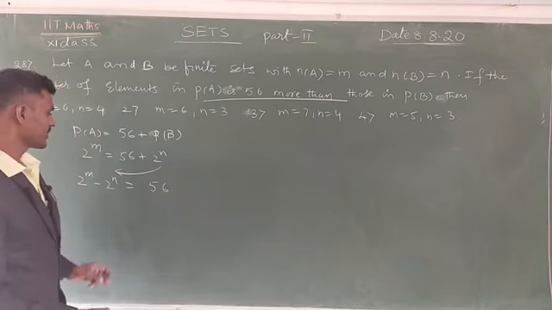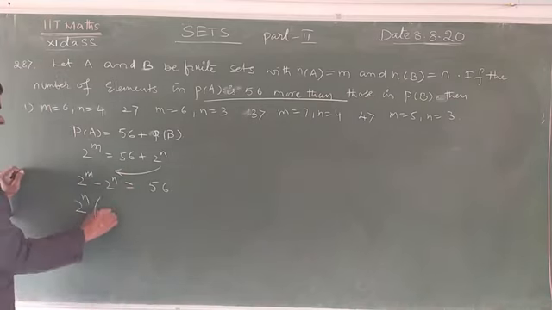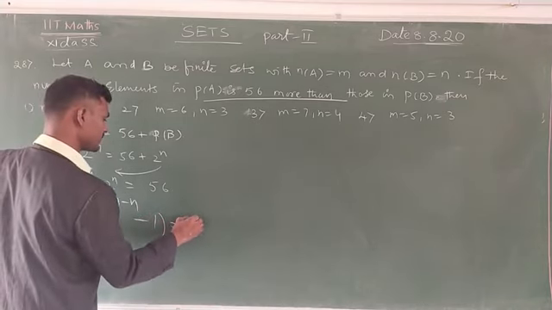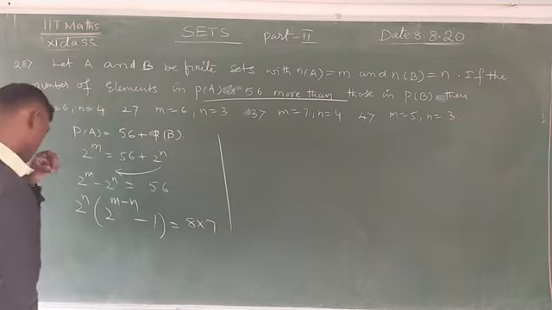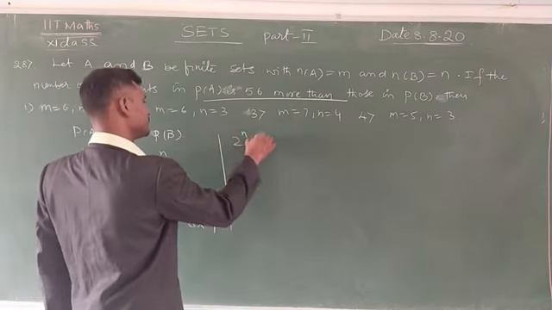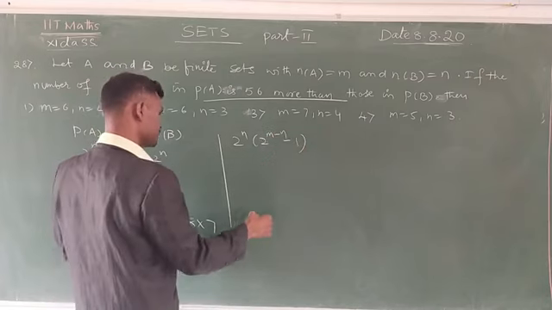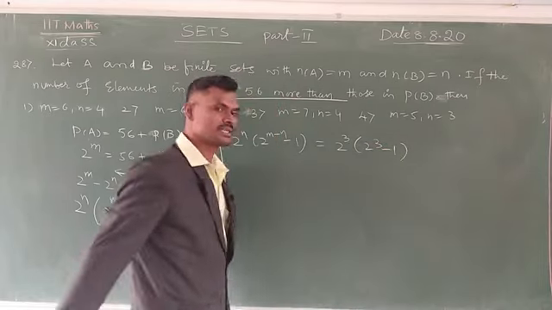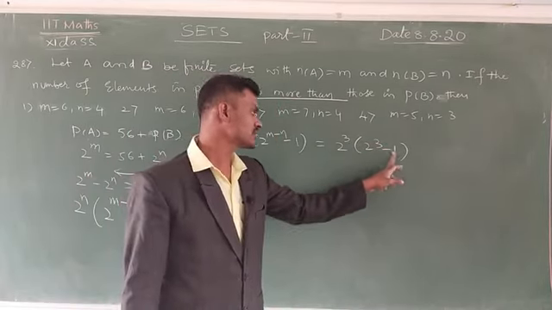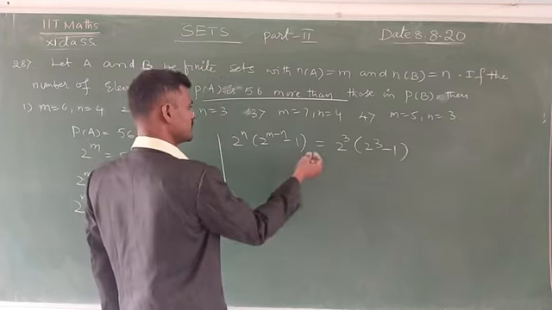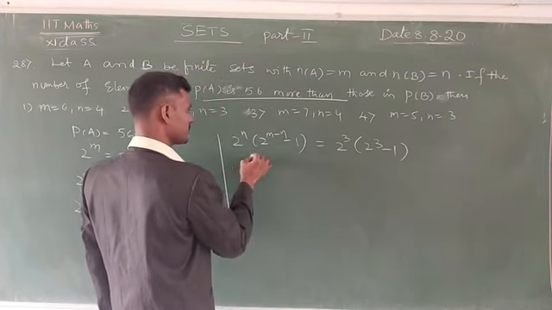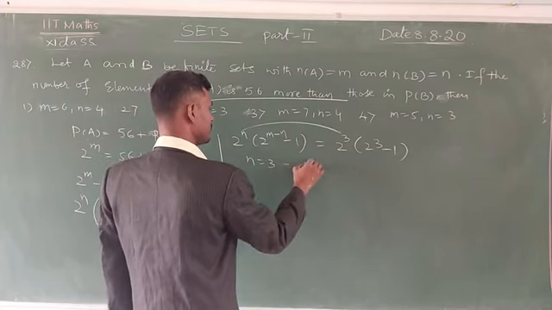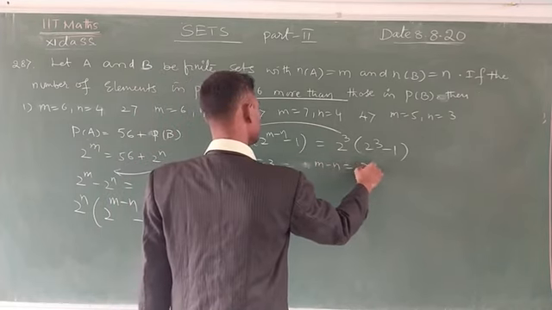Now, what we will do? Here 2 power n you have to take common. Then 2 power n into 2 power m minus n minus 1 is equal to 56, write as 8 into 7. Now, see here. 2 power n into 2 power m minus n minus 1 is equal to, this 8 is written as 2 power 3 into 2 power 3 minus 1. 2 power 3 is equal to 8, 2 power 3, 8 minus 1, 7. Now comparing the powers on either side, bases are equal, powers also equal. n is equal to 3, next here m minus n is equal to 3.